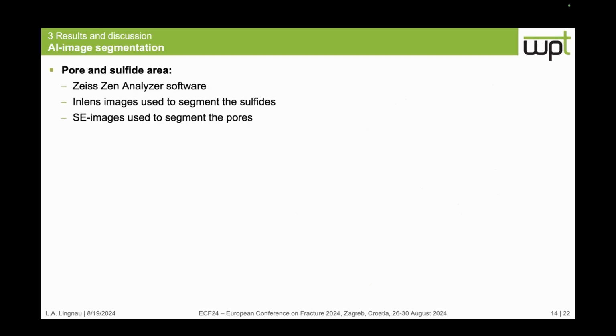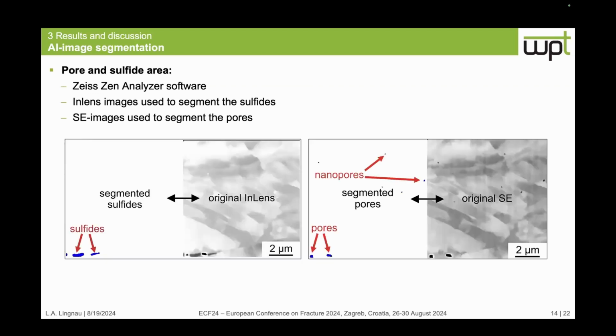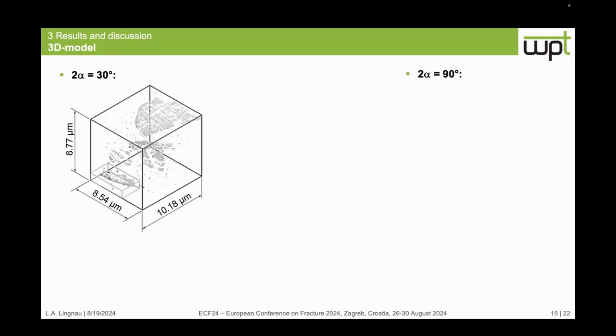For that, we use AI, in this case the Zeiss ZEN Analyzer software. And we use the in-lens pictures, which are a mixture of SE and BSE, and the SE pictures to segment the pores and the sulfides. By training the AI, it was in the end very good, so we can separate them very easily and very fast, and with high accuracy. And after that, we try to get this information from the segmented images and convert it to a 3D model.